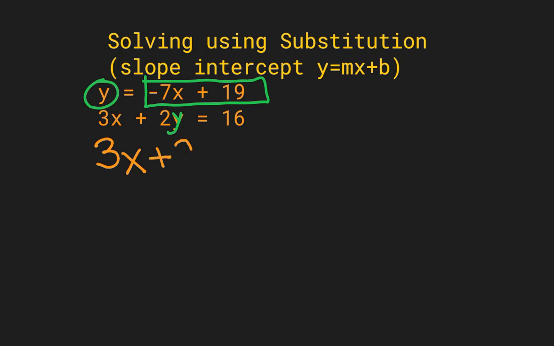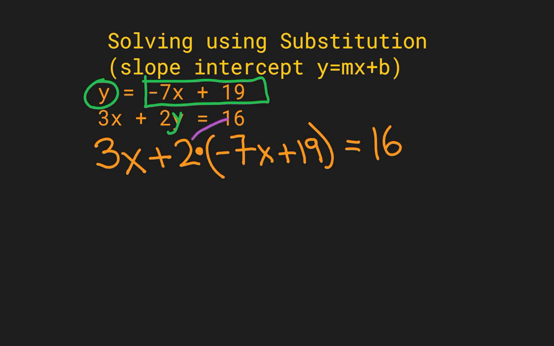Because if I can eliminate this y and plug in this instead, see, it's still 2 times y. It's still 2 times what y equals. If you look carefully, you will see that now this entire thing is in terms, well, it's just x. All I have is x's. And if all I have is x's, I can solve this. So let's go ahead and solve this.